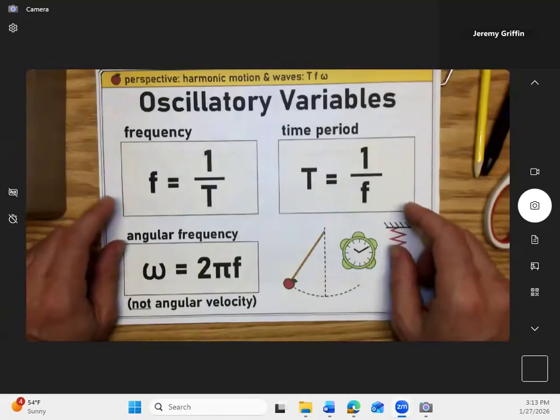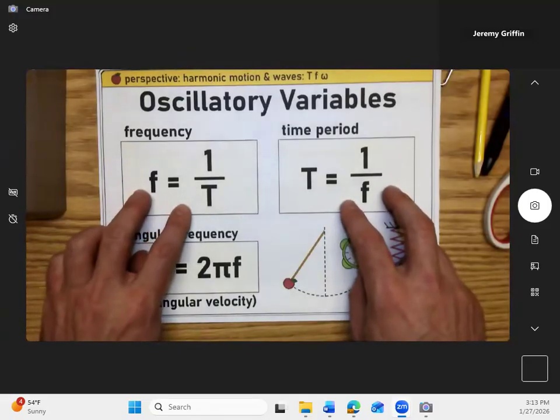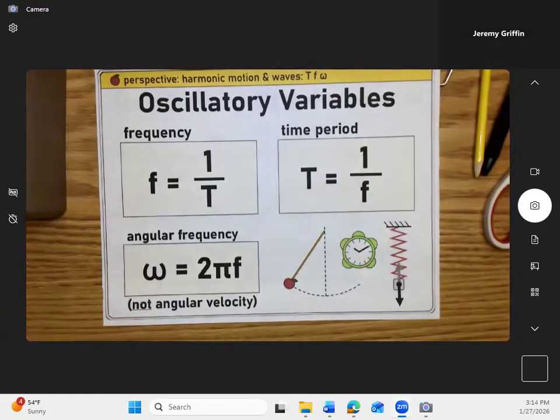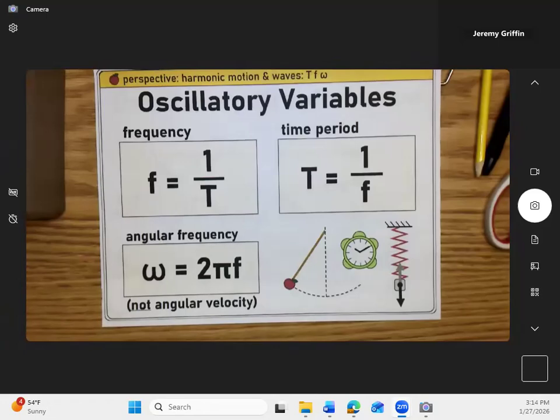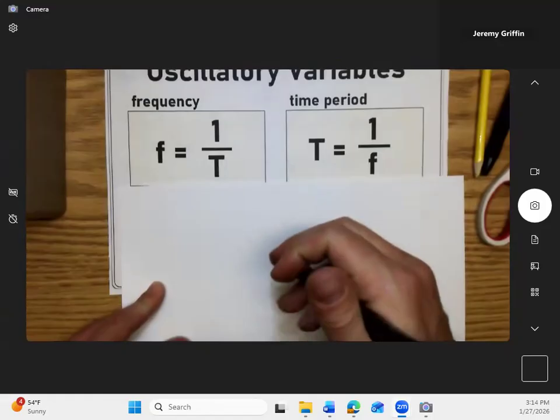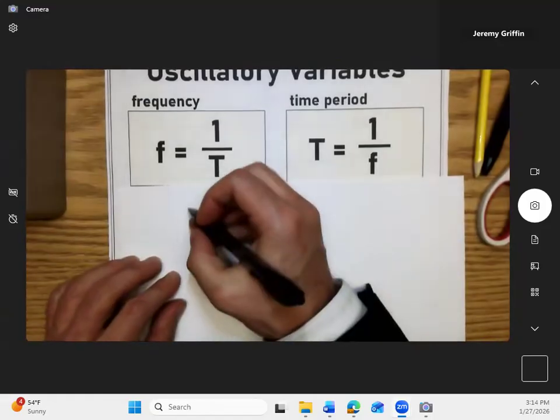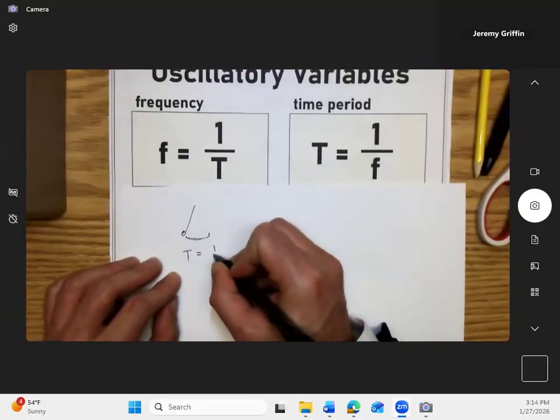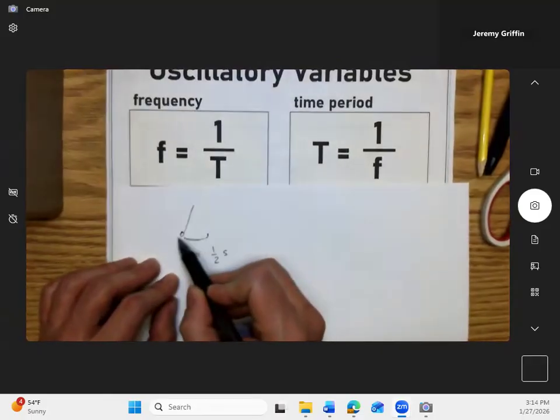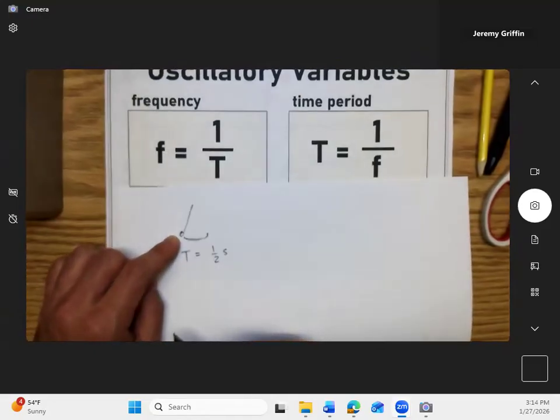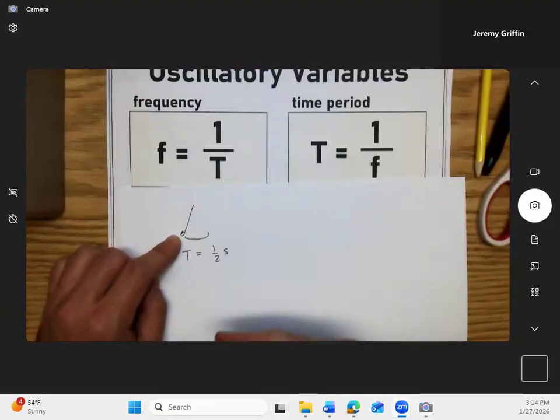So guys, let's talk about frequency and time period. Frequency is just the reciprocal of time period. Vice versa: if something's the reciprocal of something else, they have to be reciprocals of each other. So let's do some numerical examples. Suppose you have a pendulum, and it swings back and forth in a half of a second. You get it? Zoom, zoom, zoom. It takes a half a second to cycle. Now if that's true, how many cycles is it doing every second?